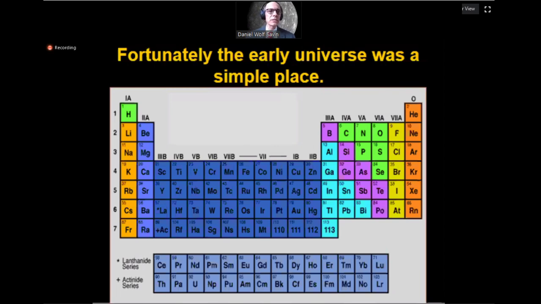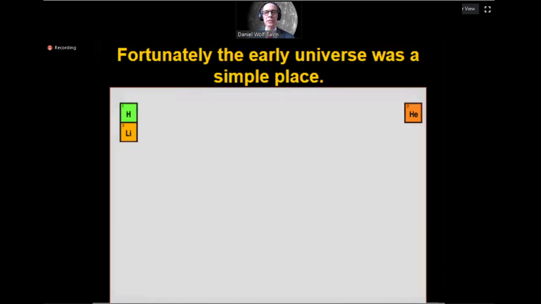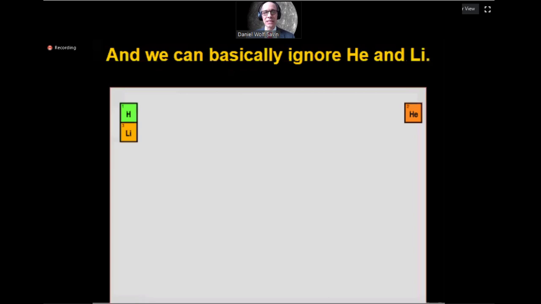Fortunately, the early universe is a much simpler place. The Big Bang only synthesized three elements: hydrogen, helium, and lithium. And to be honest, helium is an inert gas and doesn't react chemically, and the abundance of lithium in the early universe is insignificant. So we can basically ignore them. And for the purposes of my presentation, this is the periodic table that I will work with. It has one element in it, and I think I can handle that level of sophistication.